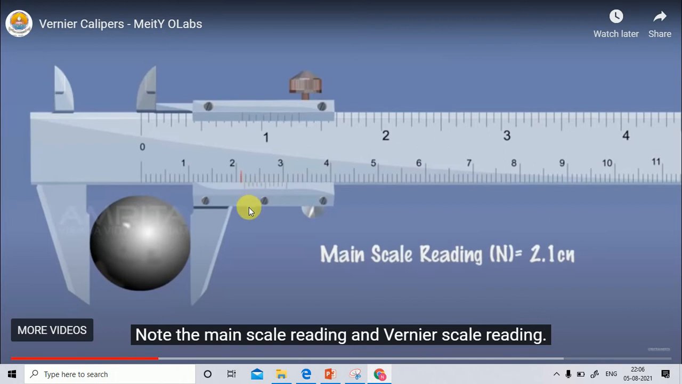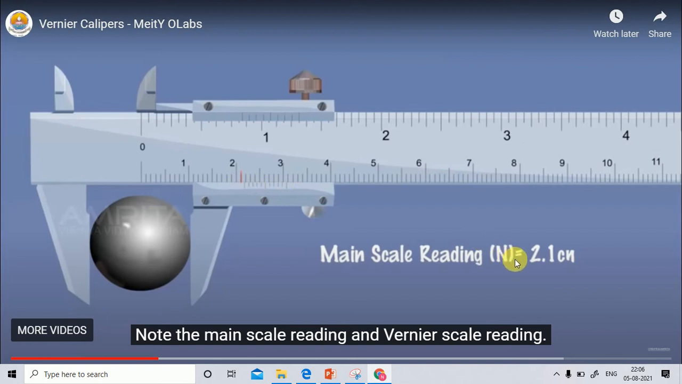How to measure the reading? The reading is measured first by considering the 0 of this Vernier scale. The 0 of this Vernier scale is showing 2.1 on the main scale. So that is the point shown here. The 0 of this scale is showing 2.1 centimeters on the main scale reading.